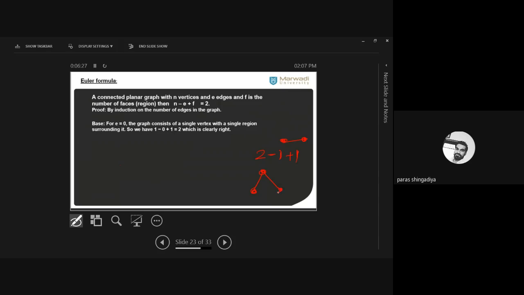Consider E equal to 2. So this is a graph of E equal to 2 with 3 vertices, containing 2 edges only. How many faces does this graph contain? Only one face. Clear? Still it is open, no connected block. So 3 minus 2 plus 1, that is also 2. 3 minus 2 means 1, 1 plus 1 is equal to 2. Clear? So this formula is correct for initial values of E.